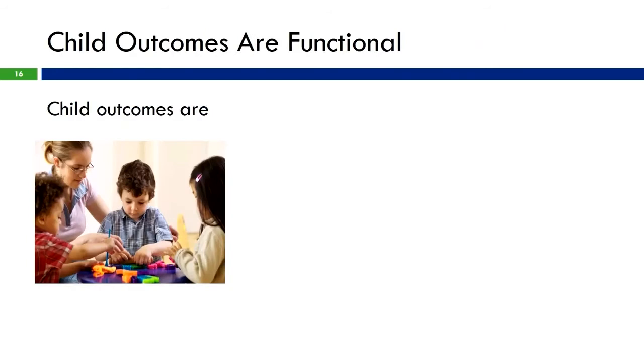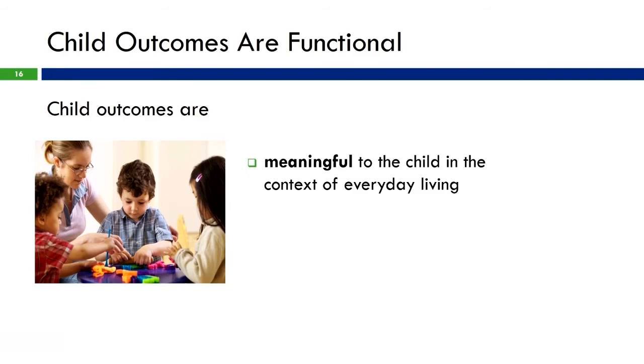A critical characteristic of the 3 child outcomes is that they are functional. Functional outcomes refer to the skills and behaviors that are meaningful to the child in the context of everyday living. Recommended practice for many years in early intervention and preschool special education has been to write functional outcomes on individualized family service plans, IFSPs, and individual education programs, IEPs.